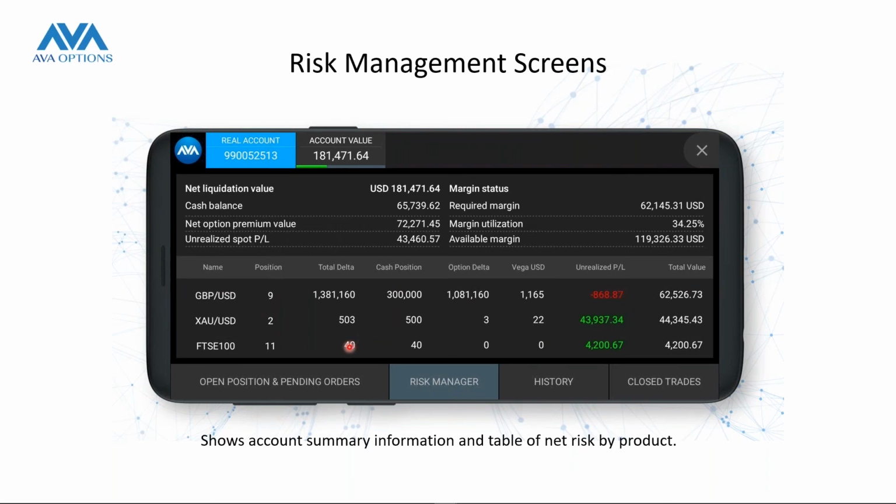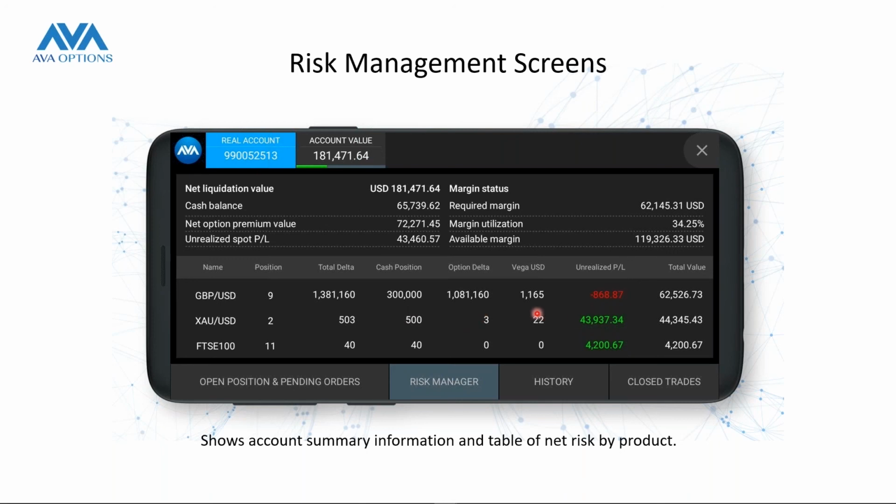If I click on the risk manager, if I click this button down here, risk manager, I can see my risk by currency pair. For example, in cable, which is the pound against the dollar, is called cable. Some of you might be old enough to know what that is, like me. I have 9 positions in cable. My total delta, my total exposure is 1.38 million cable. My cash position is 300,000. That means that I'm long 300,000 of foreign exchange itself. And through options, I'm long exposure to another million. So my total exposure is 1.3 million.